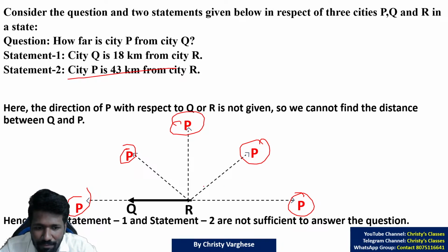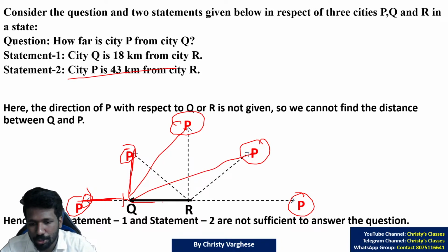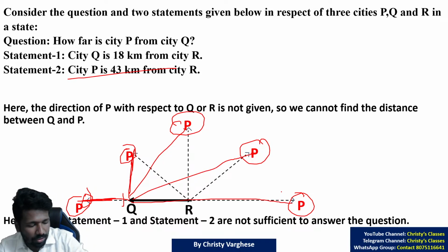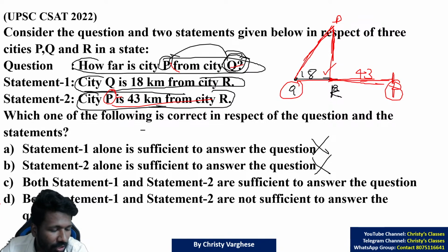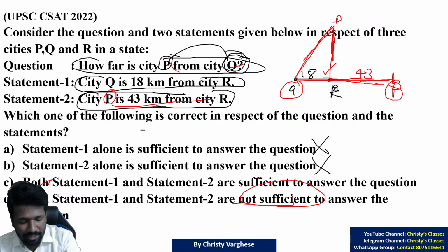Only by knowing that we can say the distance between P and Q. If P is positioned here, P and Q distance is this. If P is positioned here, P and Q distance is here. All these are different values for sure. So to determine means there should be a single unique answer, no? So how far is city P from Q? From the given two statements also you cannot answer it. So option D, both statements are not sufficient, is the correct answer.